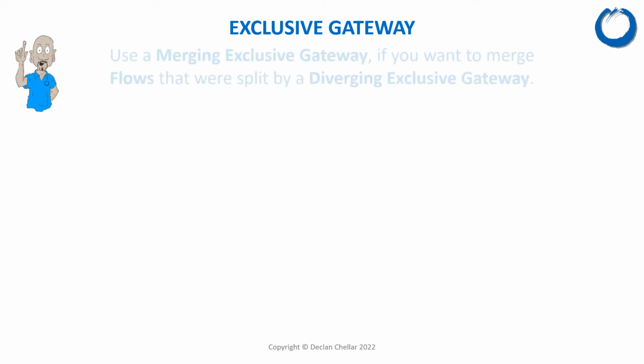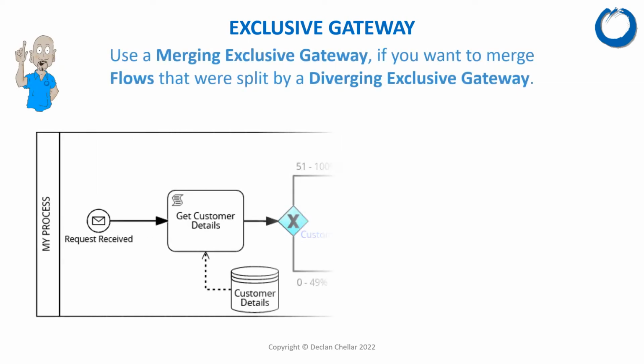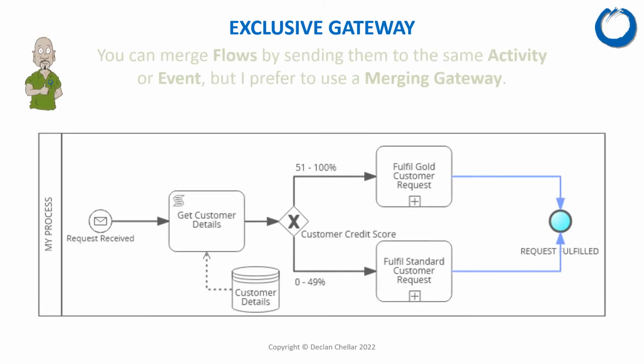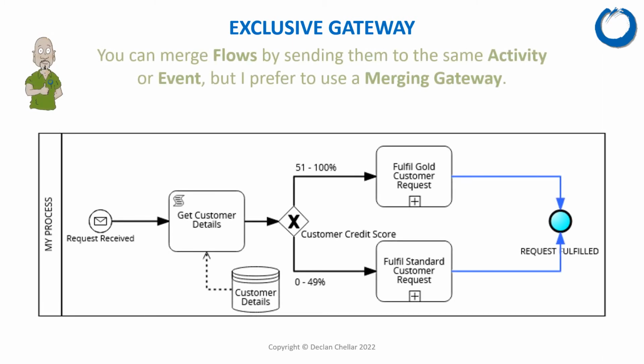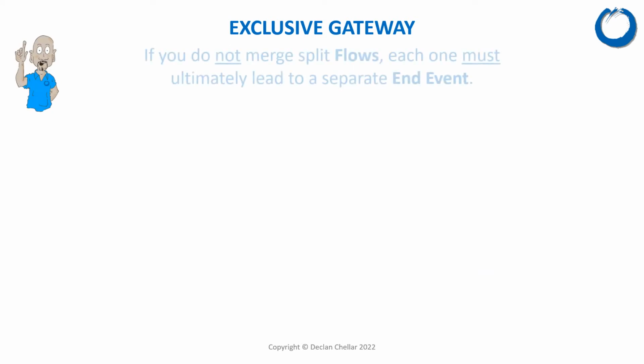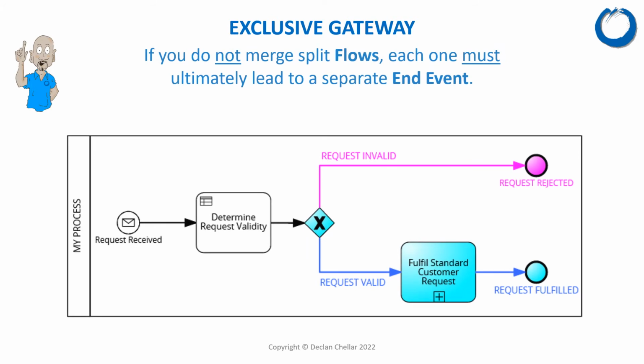Use a merging exclusive gateway if you want to merge flows that were split by a diverging exclusive gateway. You can merge flows by sending them to the same activity or event, but I prefer to use a merging gateway. If you do not merge split flows, each one must ultimately lead to a separate end event.